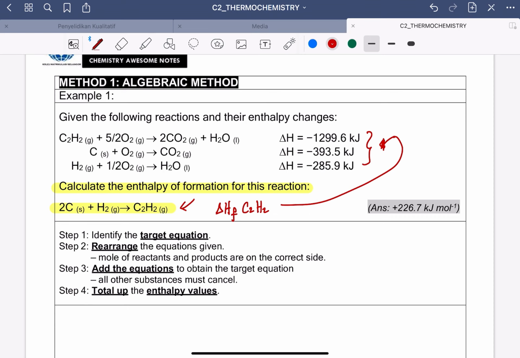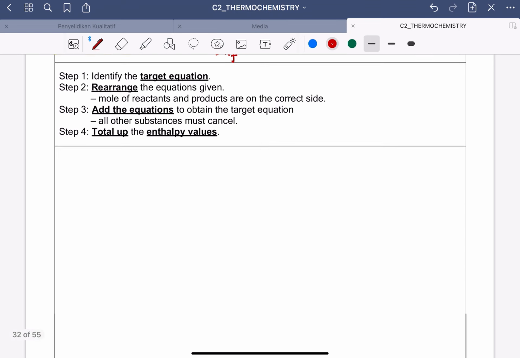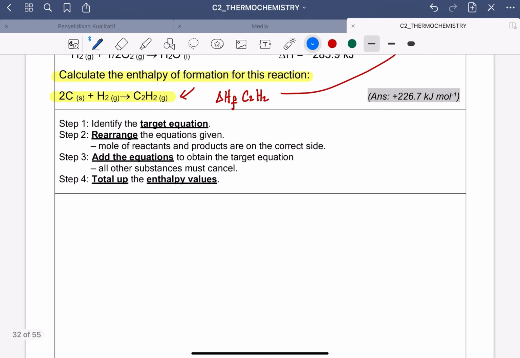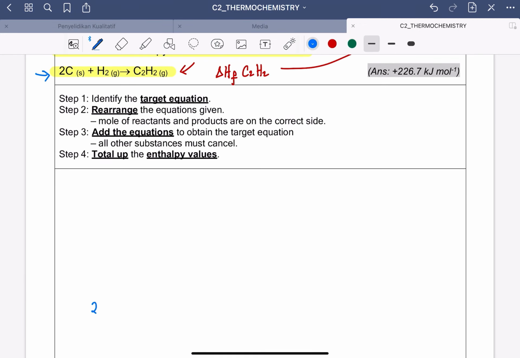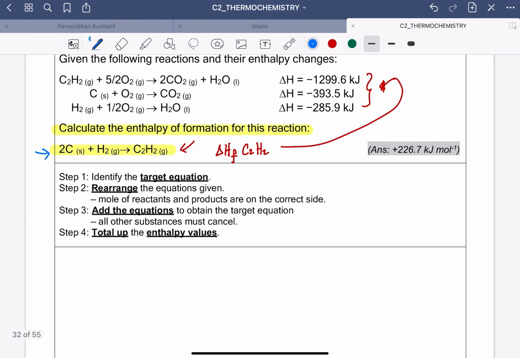Okay, so this is how we do it in the algebraic method. You can see there are a few steps given to you. We have step 1, identify the target equation. So actually our target is this. Now let me write here 2 carbon. This is our target, and we are looking for the delta formation, right? So how can we do this? In the algebraic method, we have to refer to the equations given to you.